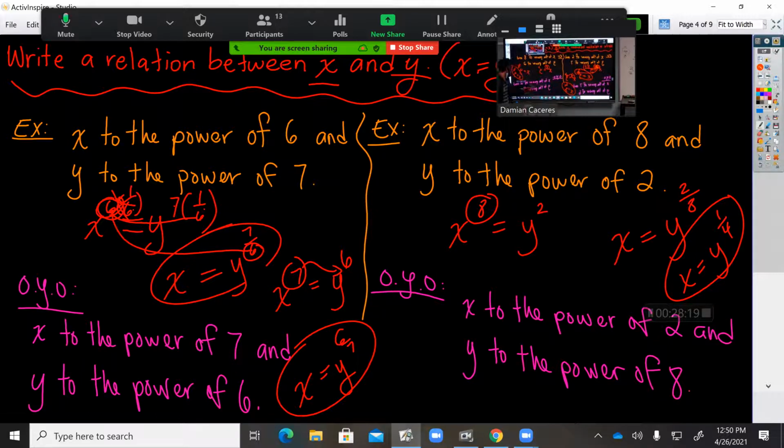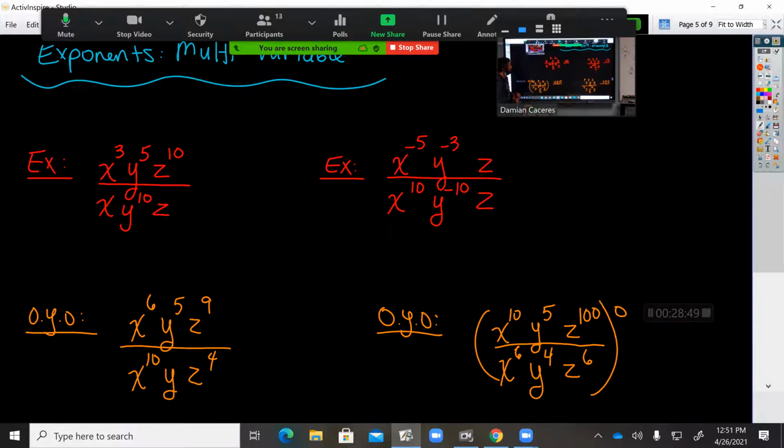Now in the next example, we have x to the power of 2 equals y to the power of 8. So we get x equals y to the 8 over the first exponent, 2. Now 8 divided by 2 equals 4. You have to simplify it. So my final answer is x equals y to the 4th. Any questions? All right, let's move on to the next page.